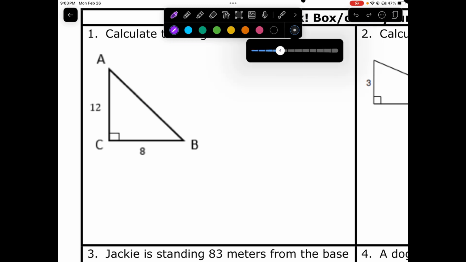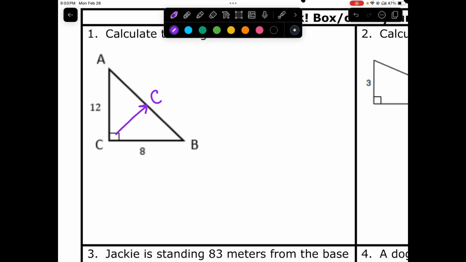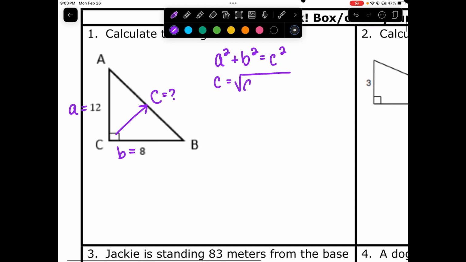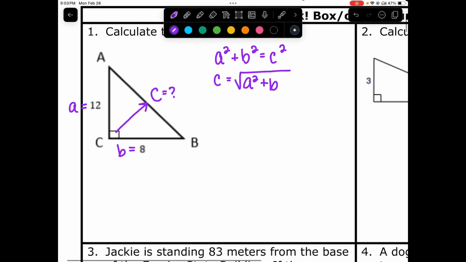All right, so this is side C. That's the hypotenuse. This would be side A. This could be side B. So the Pythagorean theorem is a squared plus b squared equals c squared. But as I told you before, you could use one of the shortcuts. Since c is missing, we will use the c equals shortcut, which means we'll take the square root of a squared plus b squared. So let's get into it.